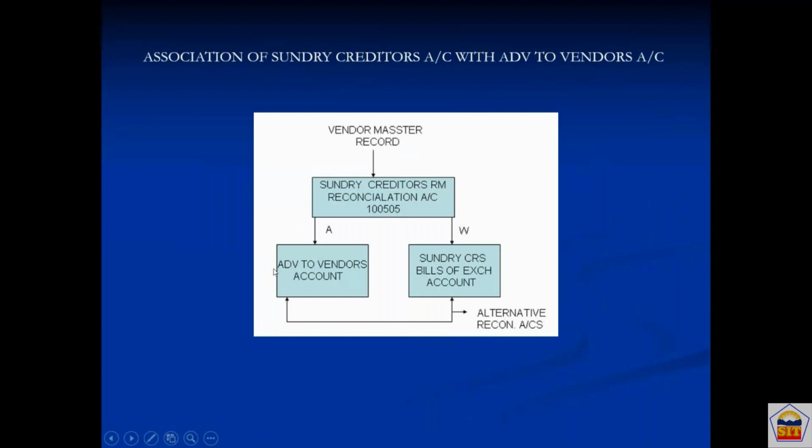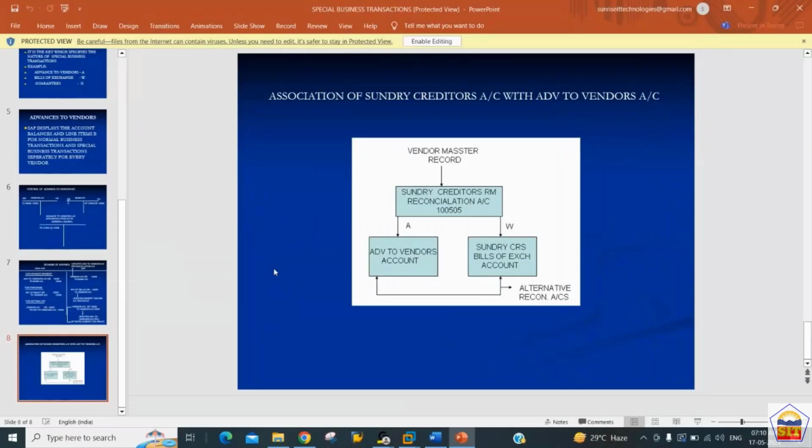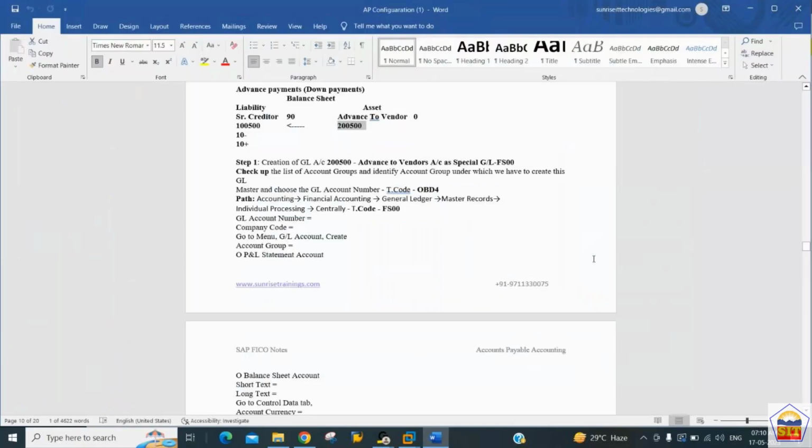So how the line item treatment would be, I'll just show you with an example. Here we made a purchase of $100, and for that we have also made an advance payment to the vendor of $100.